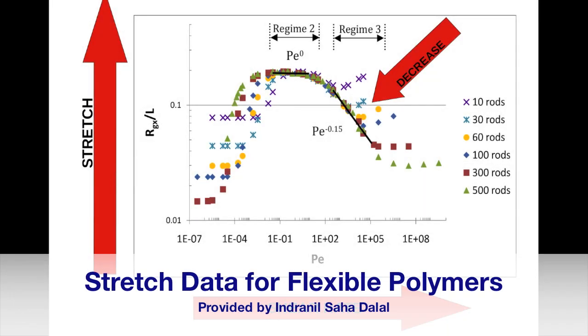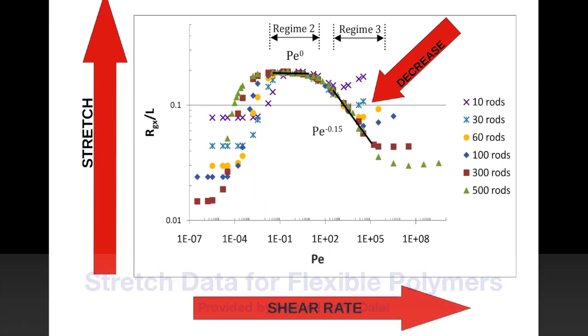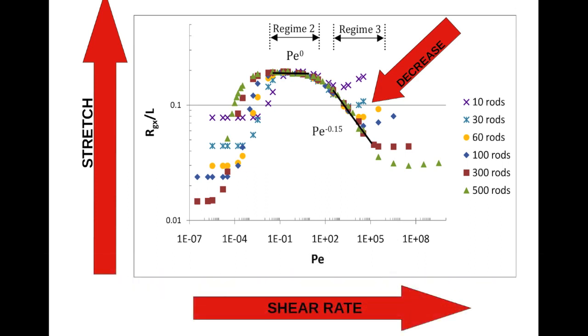Indranil Dalal showed that the stretch of a flexible polymer counterintuitively decreases with increasing shear rate at very high shear rates, as seen by this graph of his data. This behavior had previously not been well characterized.